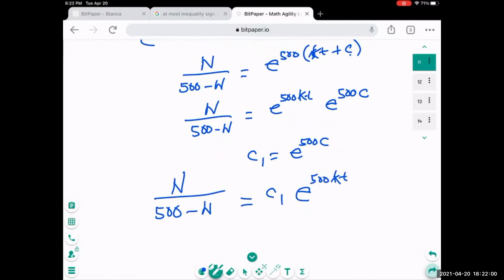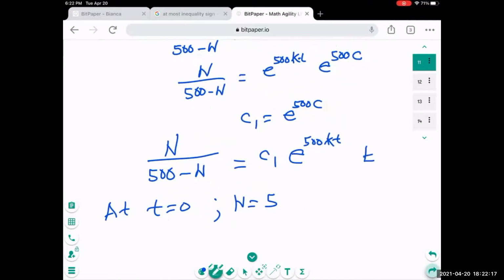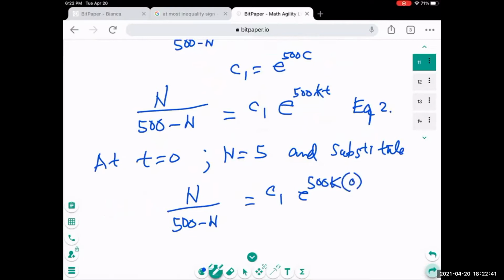Okay, so we have an initial condition given. At t equals 0, our n is 5. So the mice who got infected by the disease is 5. Let's substitute this in equation 2. So this is our equation 2. And substitute. At t equals 0, this would be n over 500 minus n equals c sub 1 e to the 500k times 0.